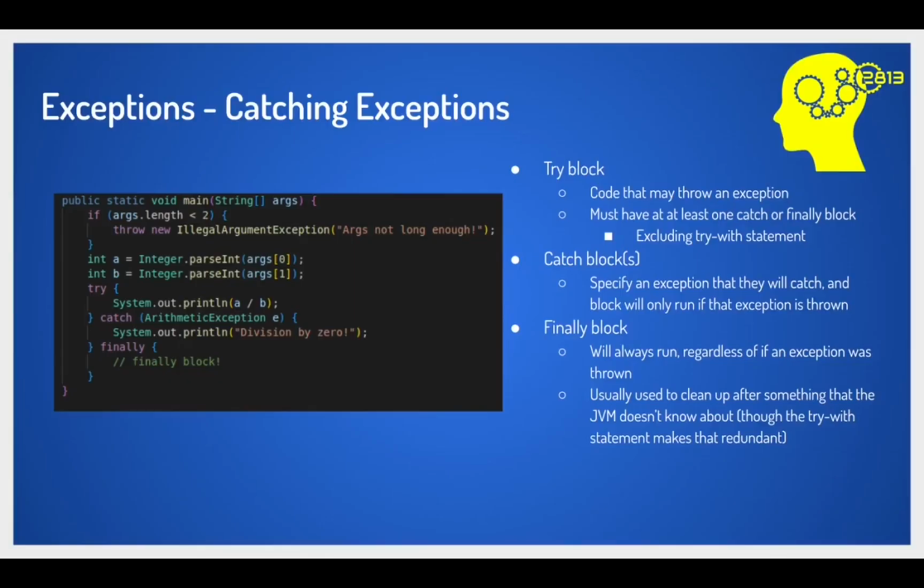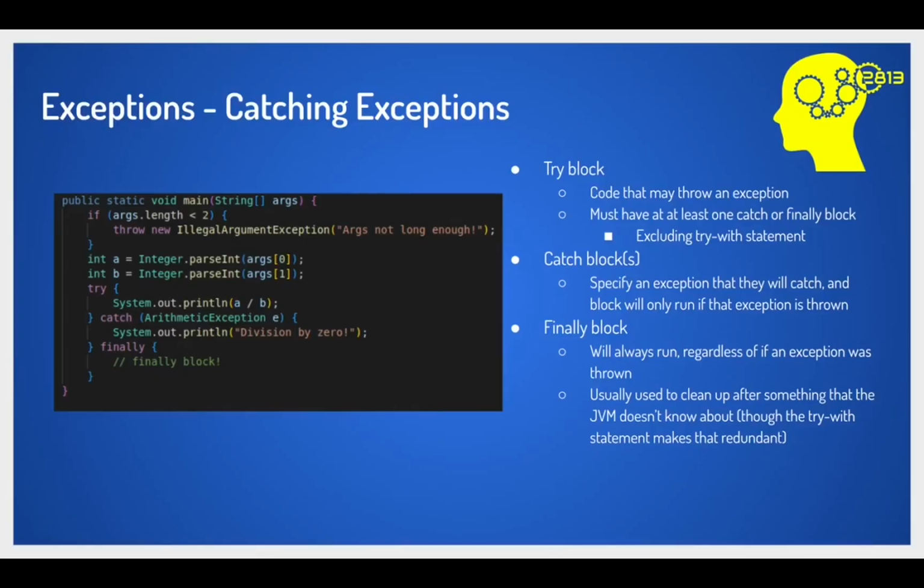You can't just have a try block. So, finally block: regardless of if an exception is thrown, the finally block will get called. If this code doesn't throw an exception, the finally block gets called. If this code throws an exception and it's caught, the finally block gets called. If this code throws an exception and it's not handled, the finally block is still called. And the finally block is usually used for cleaning up after something that the JVM doesn't know about.